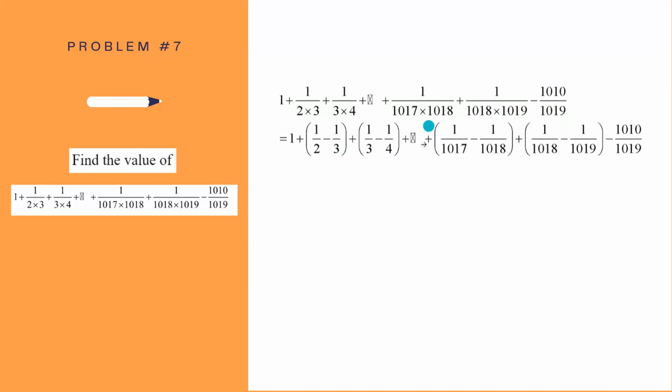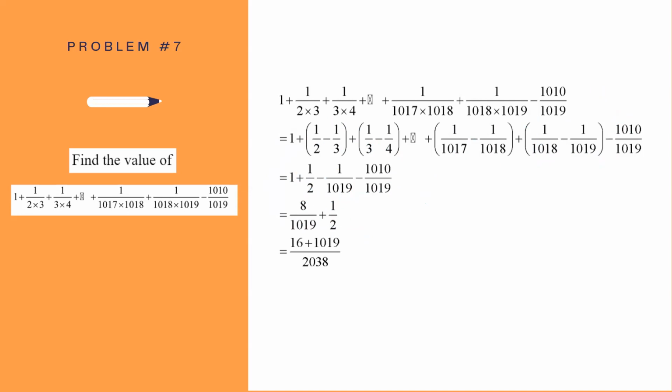So what have you noticed? We can cancel out many terms, right? For example, we can cancel out the negative one third and one third, and also the negative 1 over 1018 with 1 over 1018. If we cancel that out, the remaining term will be 1 half. Then the last two, we have 1 over 1019 minus 1010 over 1019. If we evaluate this, we will have negative 8 over 1019 plus 1 half.